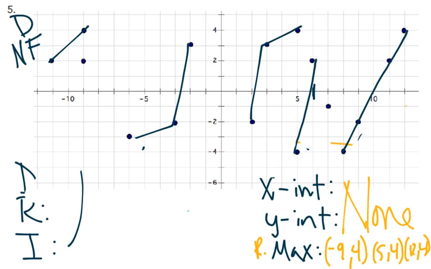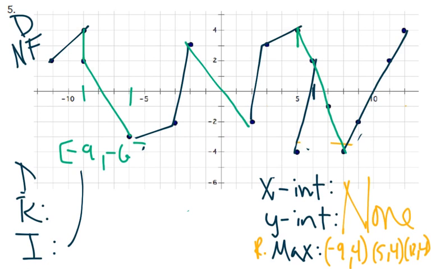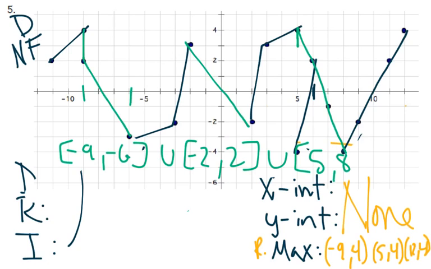So decrease here, decrease here, decrease here, here, and here. So from -9 to -6 we're decreasing. Now we jump from -2 to +2, and then we jump from 5 down to 8. So that would be our decreasing. So that was kind of a crazy one, wasn't it?